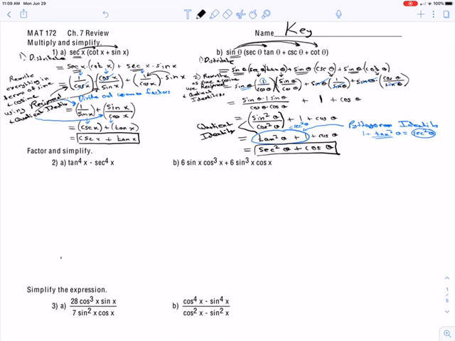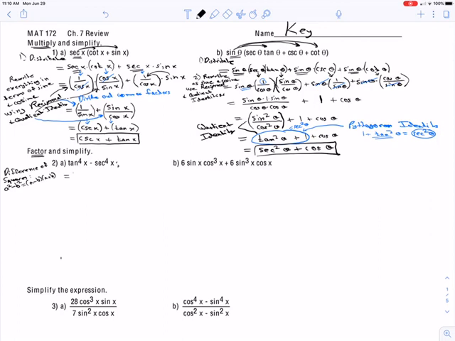Let's go to problem number 2. Instead of multiplying and simplifying, in number 2 we're going to factor and simplify. So 2 examples, A and B. Now in A, I want to review, we've got our difference of squares property. So we want to use that. We'll write it here to the side. So what is the difference of squares? A squared minus B squared factors to A minus B times A plus B.